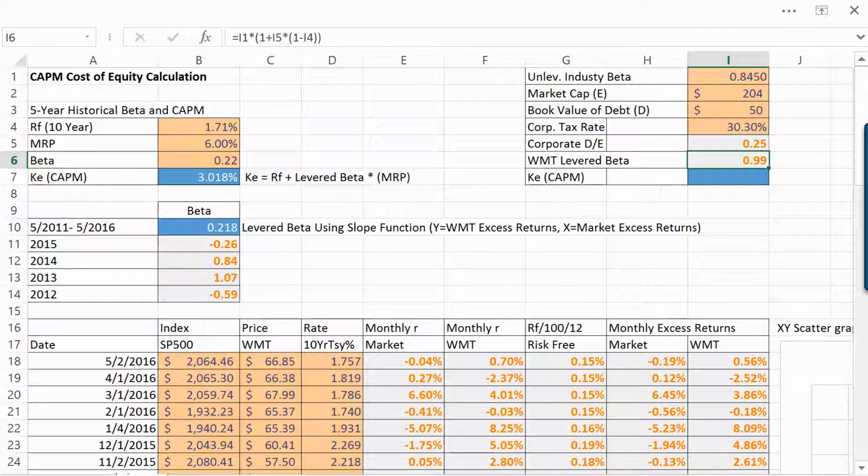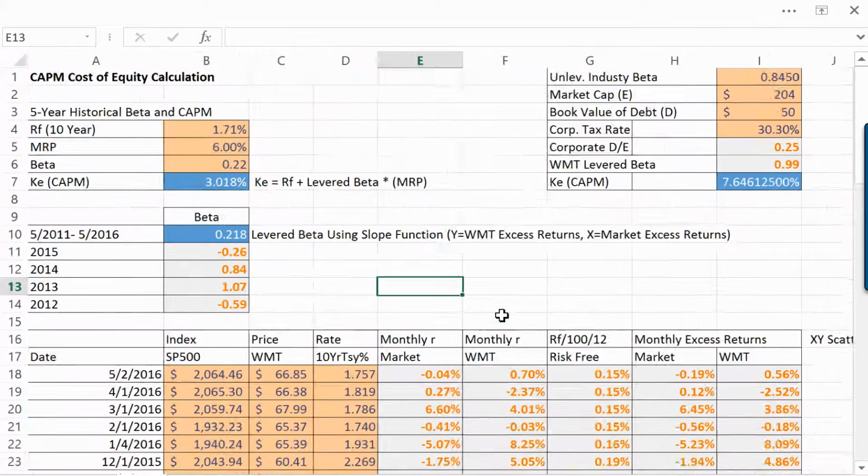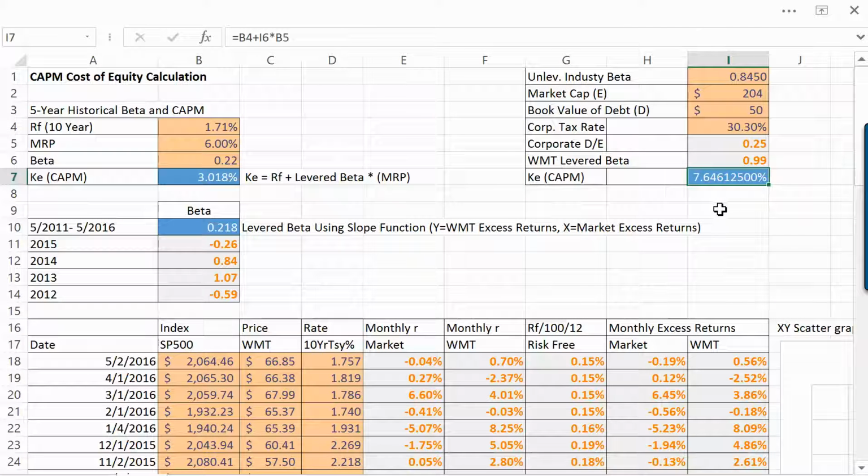So Walmart would have a beta of 0.99. I can plug that in my equation for CAPM, risk-free rate plus beta times market risk premium. And that will give me a Walmart cost of equity of 7.65%, which somehow feels better than this 3% based on this low measure of beta over the last couple of years, even though it's been much higher in the past. So I'm going to generally use industry betas. And for this exercise, we're going to use this Walmart industry beta levered up for Walmart's D/E and tax rate.